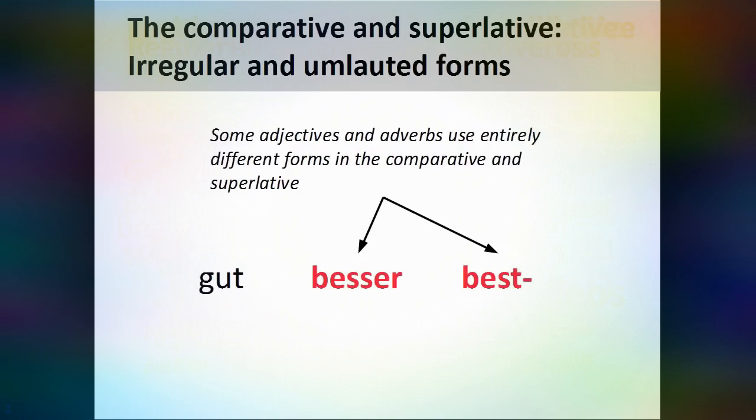Other adjectives and adverbs have totally different comparative and superlative forms, such as the adjective gut, meaning good in English. And, as in English, the comparative besser and the superlative best look nothing like their positive form. Adjectives and adverbs that have irregular or completely different forms in the comparative and superlative simply need to be memorized. You can find a list of these adjectives and adverbs in your textbook or after conducting a web search. And that concludes this presentation on the positive, comparative, and superlative forms of German adjectives and adverbs.